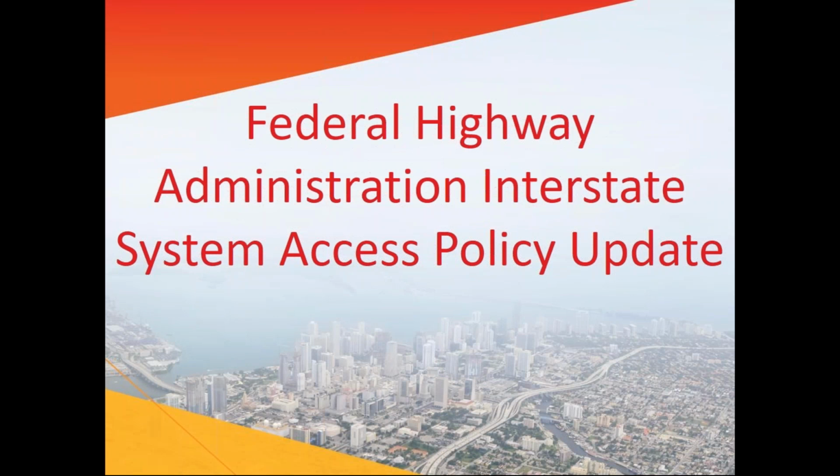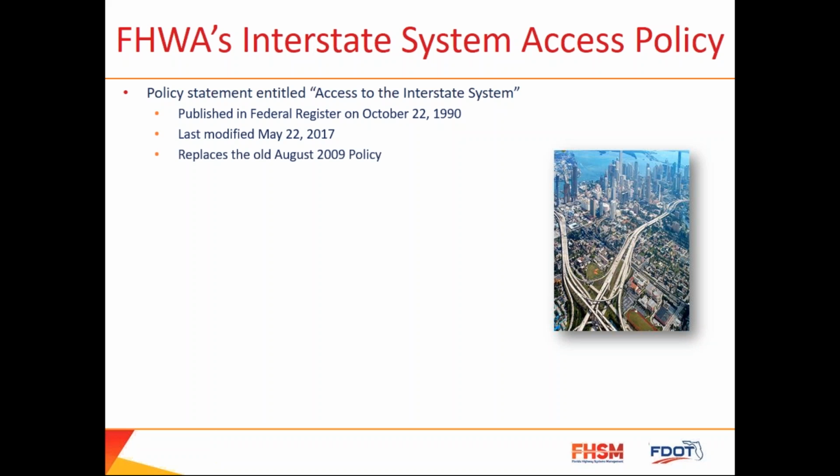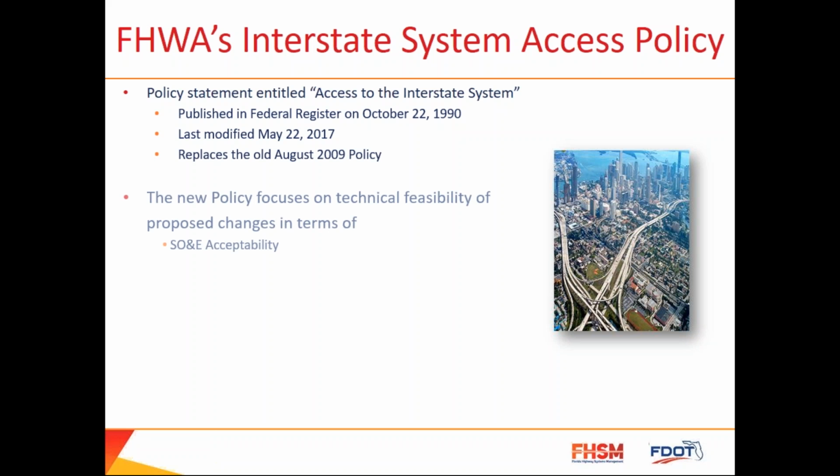All right, now let's talk about the Federal Highway Interstate Policy Update. So the Federal Highway Administration has a policy entitled Access to the Interstate System. This was originally published in the Federal Register on October 22 of 1990, and it was last modified in May of last year, May of 2017, and this policy replaces the old August 2009 policy, which many of you are familiar with, had the 8 policy point criteria.